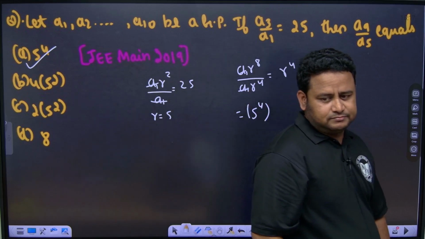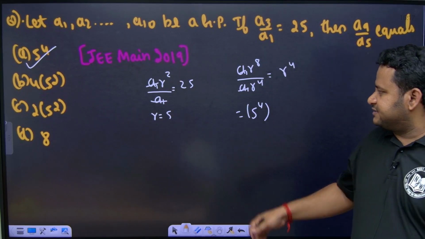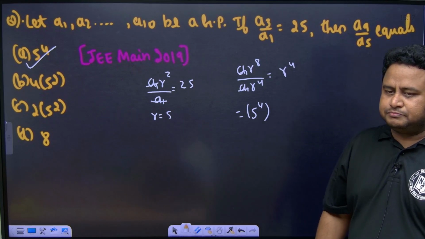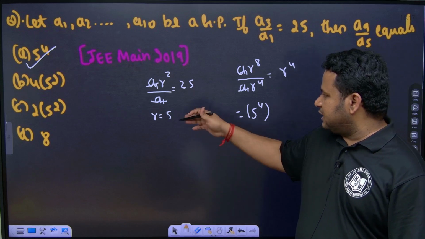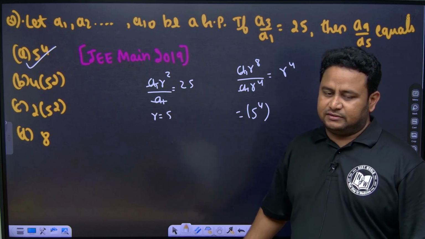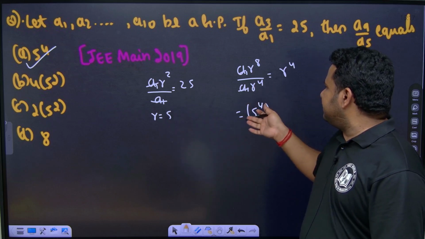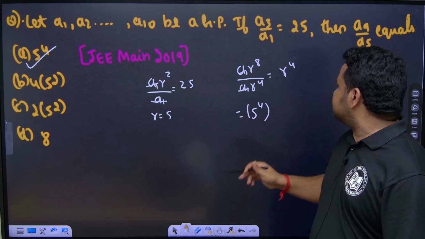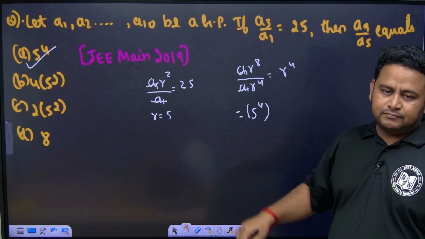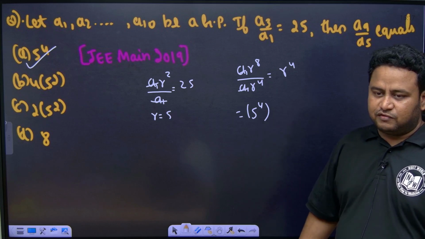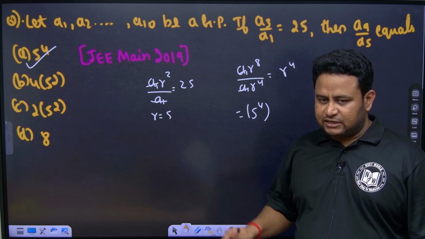Easy? That's it. Wherever you can cancel, cancel it. No need to keep the values. You don't need to find A. First you will find R, then put in the value of R. They have not asked the value of A. They are asking the value of A9 by A5. So the answer is 5 to the power of 4. Is it clear? Yes. Write this down.